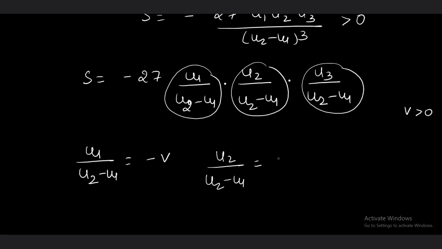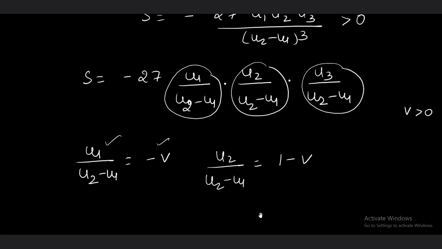Can I write it as 1 minus v? Right? Can we write it as 1 minus v? Yes, definitely we can write it as 1 minus v. You can observe it carefully that when you subtract or when you add 1 both the sides, what you are going to get is u2 upon u2 minus u1.